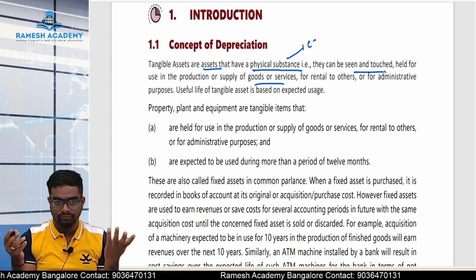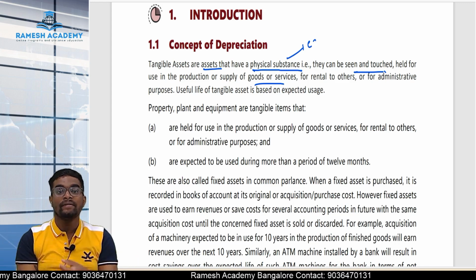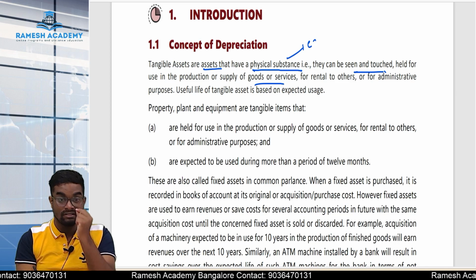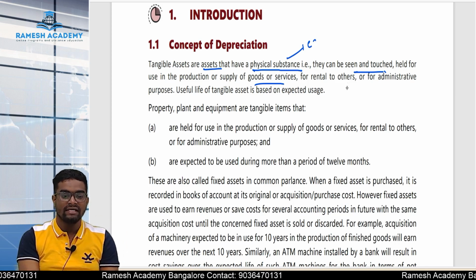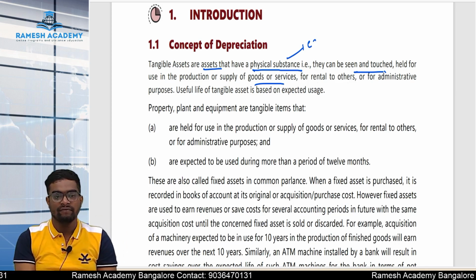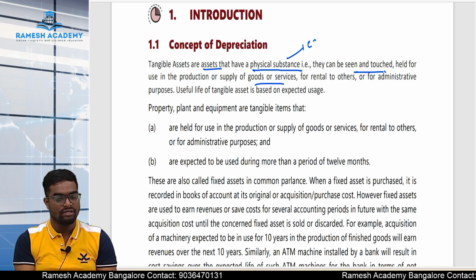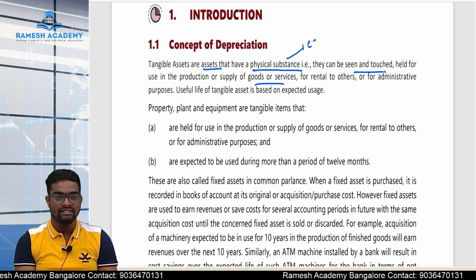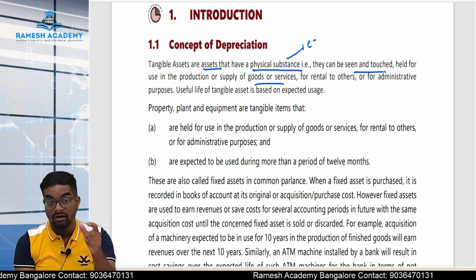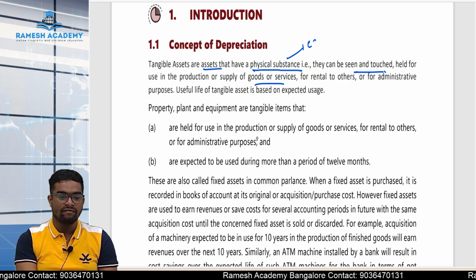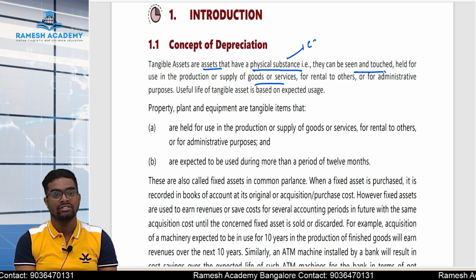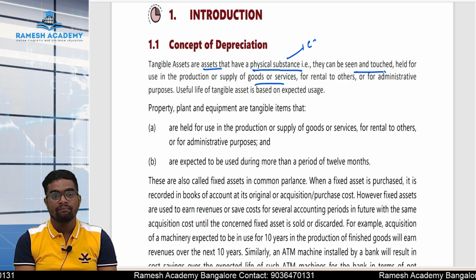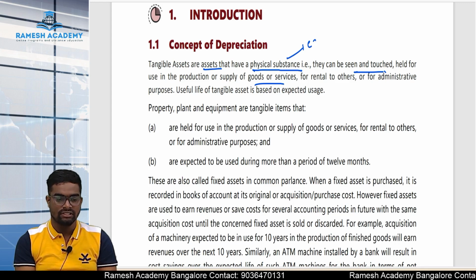And if we have vehicles, we will be using them for supply. We will be giving it to the wholesalers, retailers, customers, depending on the supply chain, for rentals to others, and for admin purposes. So we will be using computers, laptops for accounting purpose, billing purpose. So all this will be known as tangible assets, which can be seen, touched or felt. Okay. The useful life of a tangible asset is based on the expected usage. I told you, car 15 years, then laptop 5 years, something like that. It will be given in the question.